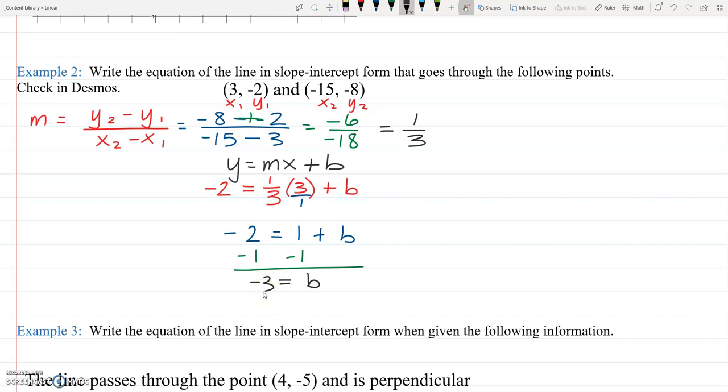Everything's good. But a big problem in this standard is a lot of people don't ever answer the question. The question is telling me to write the equation of a line in slope-intercept form. I have not done that yet. I found everything I need, I just haven't written it in slope-intercept form yet. So off to the side here, I'm just going to write y equals, my slope was 1/3, x, and my y-intercept was -3. Now I'm finished.